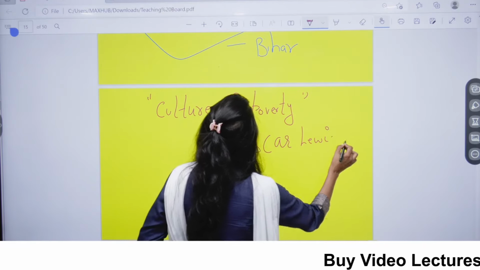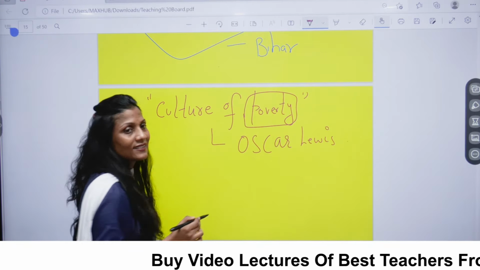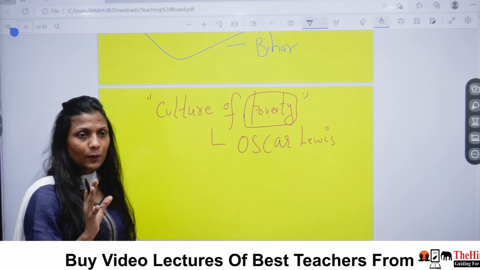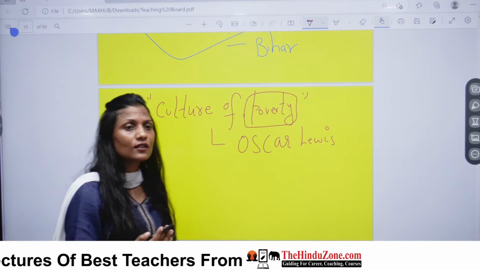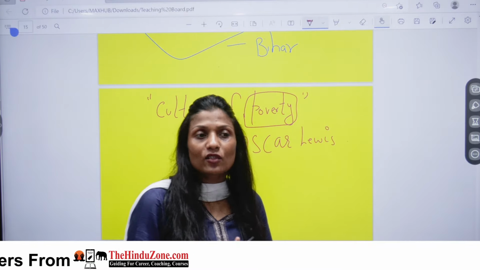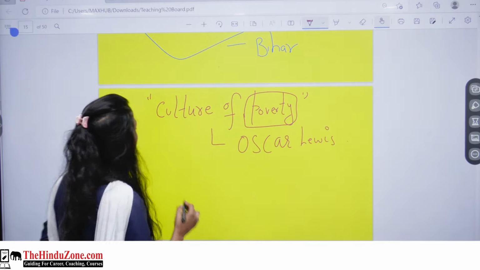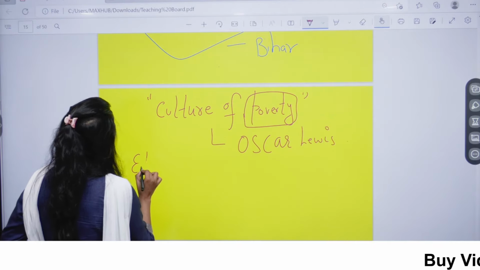And he has explained, while taking poverty as a variable on which he conducted research, he conducted research in a family, and it was an ethnographic research. Okay, so what type of research was it? Ethnographic research.